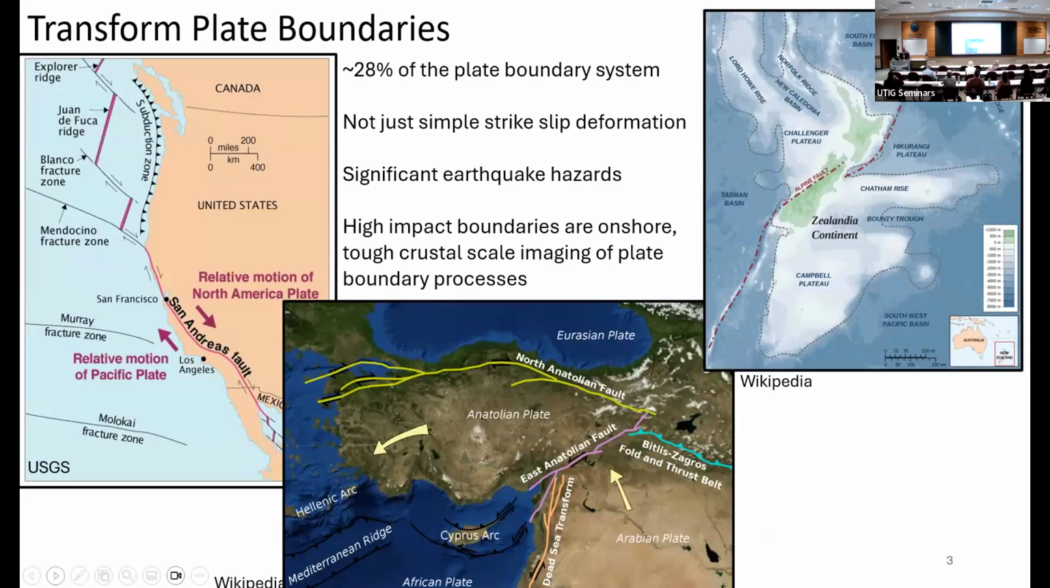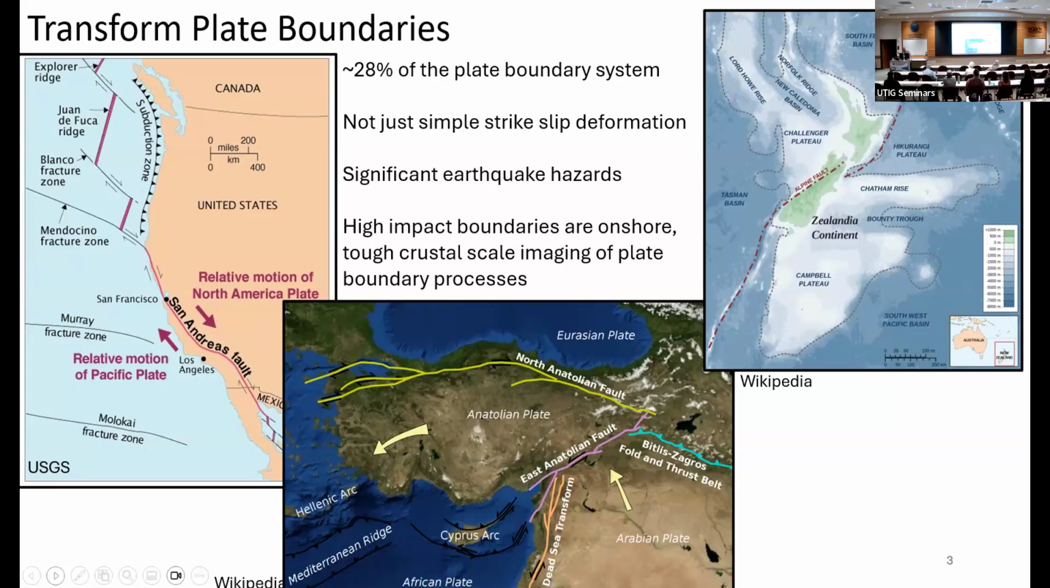So transform plate boundaries represent about a third of the total plate boundary system. And while they can rupture in really large earthquakes and impact nearby populations, I think sometimes scientists maybe overlook them or just assume that they have simple strike slip deformation, when in reality, they can be quite complex. They can accommodate a lot of oblique motion, and they can have really cool, interesting crustal structure.